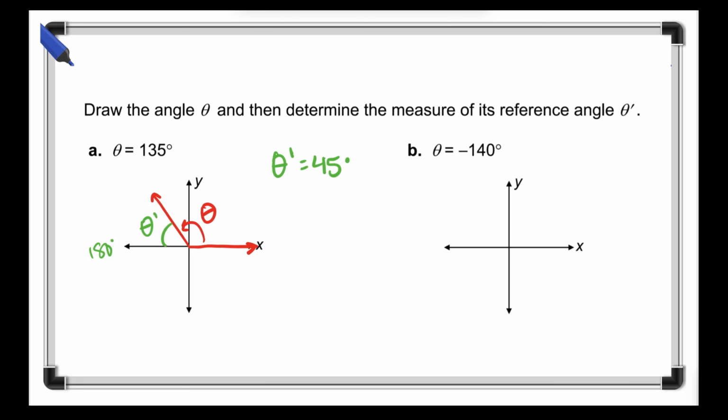Now here you have negative 140, so again we're starting at the 0, and then we're going to go down and around when we count for negative angles, and we are going right in about quadrant 3, so here is theta. Our closest x-axis is here at negative 180, so the difference between negative 180 and negative 140 is our reference angle, and that's going to be 40 degrees. So remember that your reference angles are always going to be positive.